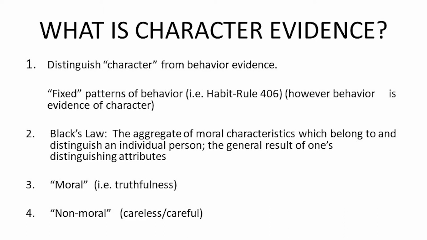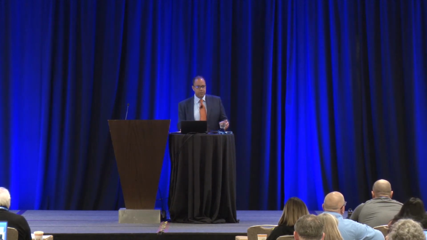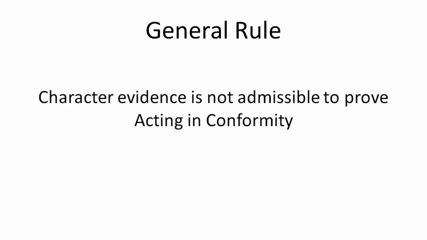But then the next part is the general result of one's distinguishing attributes. The way I read that is it's not just your moral character, like truthfulness. That's easy. But non-moral: are you careful? Are you law-abiding? Are you peaceful? Do you have temperance? If you have a drink driving case, there are some jurisdictions where testimony about a character trait for temperance, lack of drinking, can come in. You want to look at your particular jurisdiction to see if that applies. The general rule is you cannot use it to prove that someone acted in a particular way. Acting in conformity. There you go.